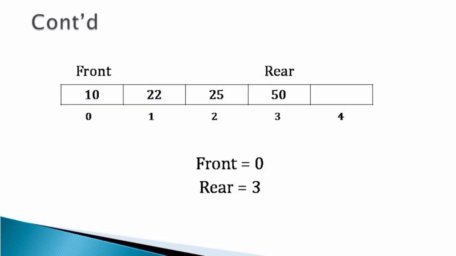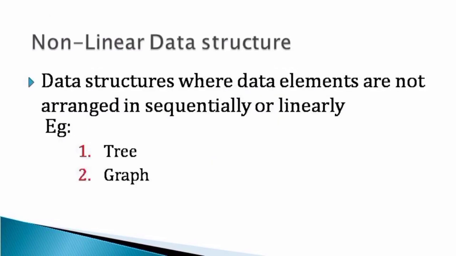At the beginning, when the queue is empty, both rear and front are 0. When one element is inserted into the queue, rear is incremented by 1 and points to the next empty position. When deletion is done, the value of front will be incremented by 1. Next, we will see about nonlinear data structure. The data elements that do not follow any sequential or linear order while storing data are called nonlinear data structures. The best examples for nonlinear data structure are trees and graphs.